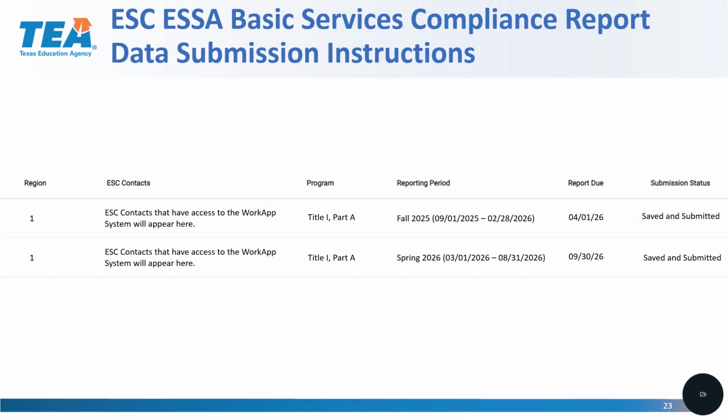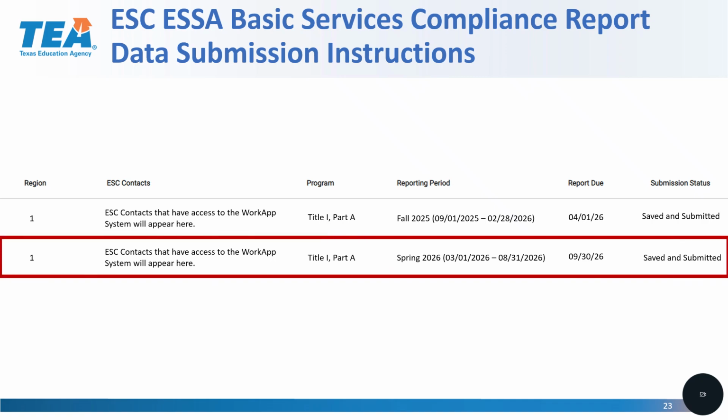You can verify data were saved by reviewing the data on the Spring Title I Part A Compliance Report line and locating the Submission Status column. If submitted data was saved successfully, the Submission Status column will read Saved and Submitted.